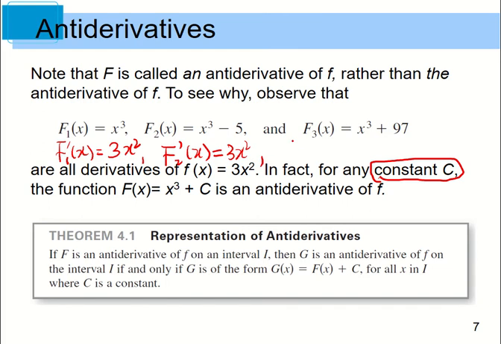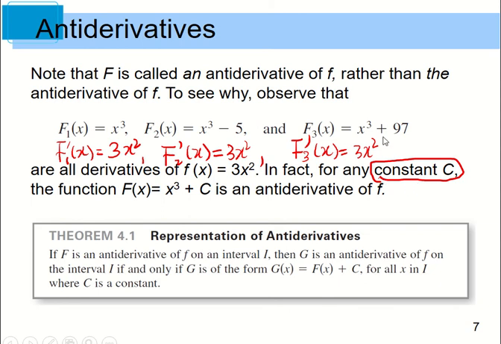Now consider function number 3. When we differentiate x to the power of 3, we have 3x squared again, and when we differentiate 97, we get 0. So from here, when we differentiate these three functions, we get the same derivative, 3x squared, for all of them. What happened to the constant? After we differentiate the constant, we get 0.